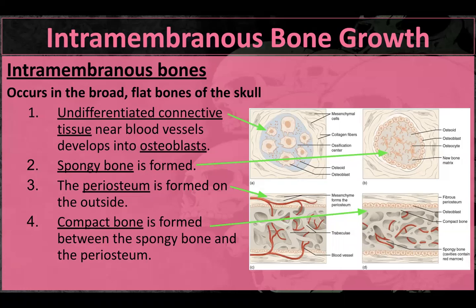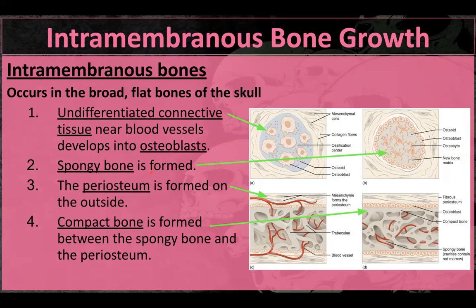And the cells are going to differentiate into osteoblasts. These are the immature bone cells that actively produce bone tissue. And that's exactly what happens next. The next step is that spongy bone is formed. Remember that is the type of bone tissue that has the little plates called trabeculae. This is the type of bone that is formed first, as you can see over here.